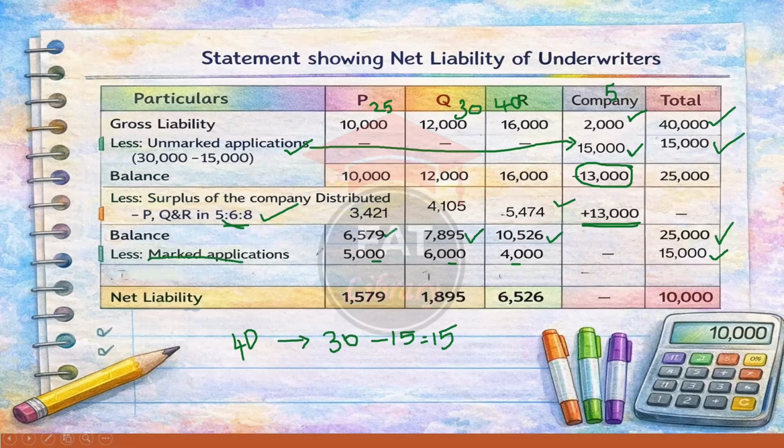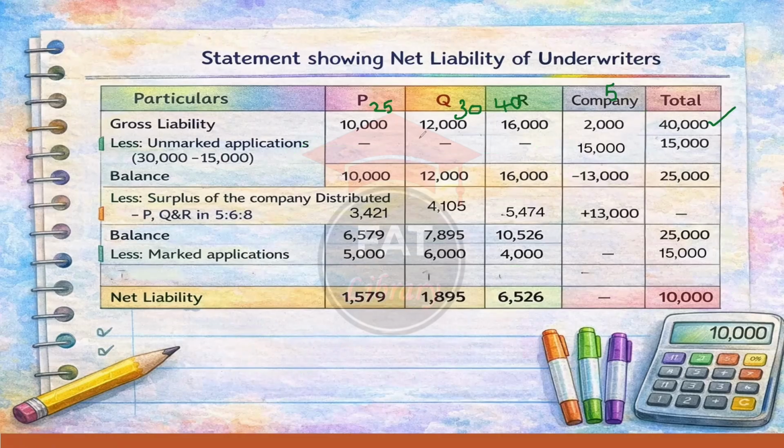And less marked applications. How much marked applications? 5,000 for P, Q is 6,000 and in case of R it is 4,000. So totally 15,000 marked applications are there. So what is the net liability remaining? So here you can see 10,000 shares are the net liability. In case of P it is 1,579. In case of Q 1,895 and in case of R it is 6,526. This is how you have to calculate the net liability under partial underwriting.